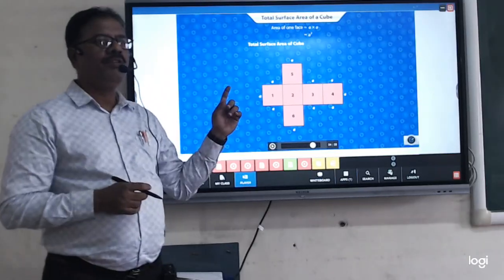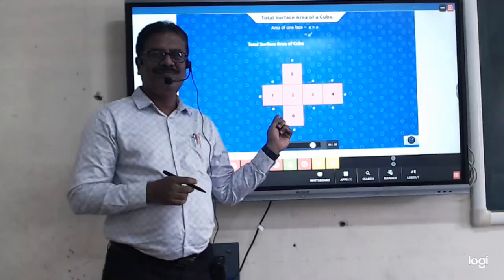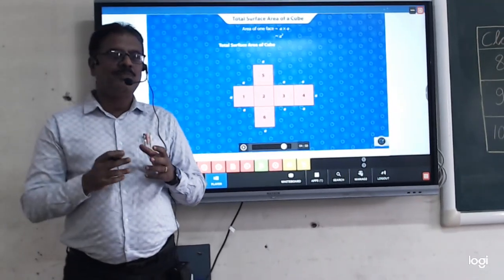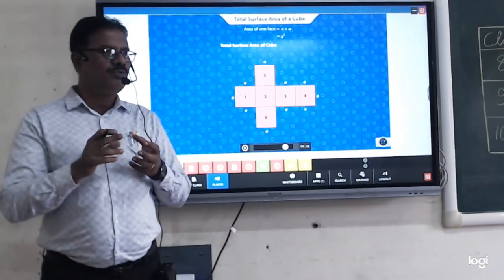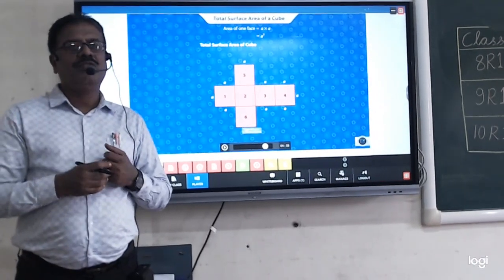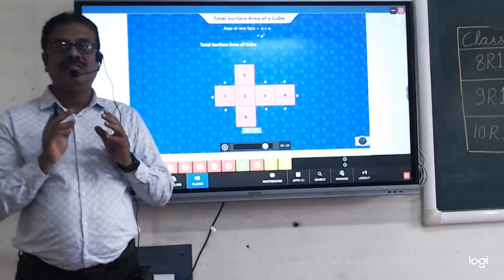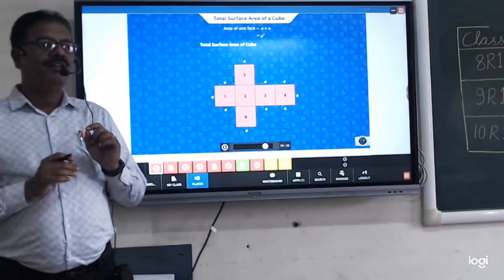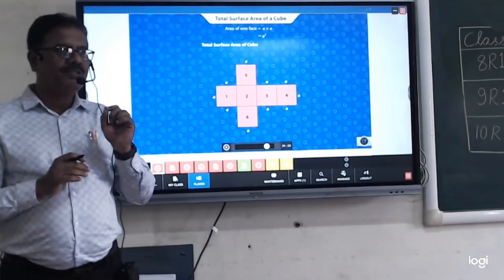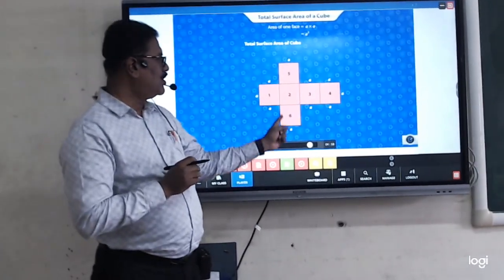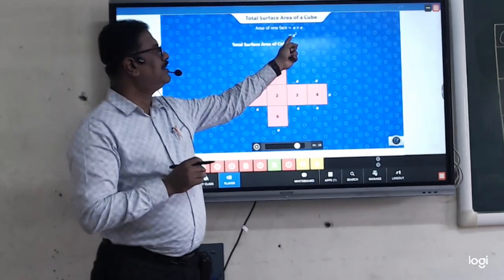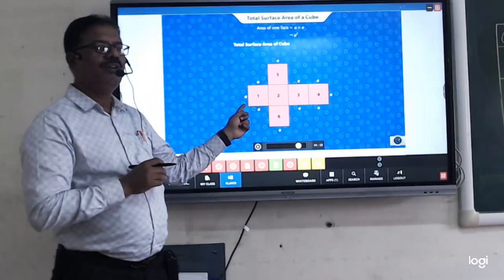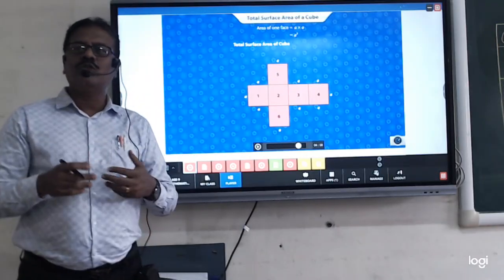Now you tell me, what is the shape of each face of the cube? Square. How many faces does the cube have? The best example for this solid is the dice that you use. It has 6 faces. Each face is in the shape of a square. What is the formula to find the area of a square? Side into side. If I represent any one of the sides by the small letter a, side into side is a square. As you said, how many faces do you have here? 6.